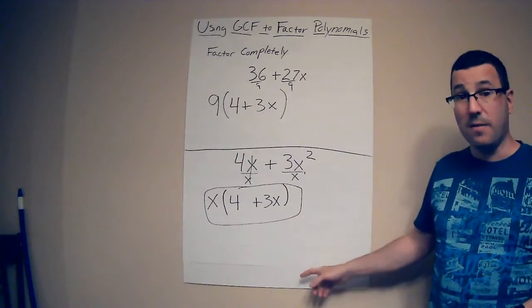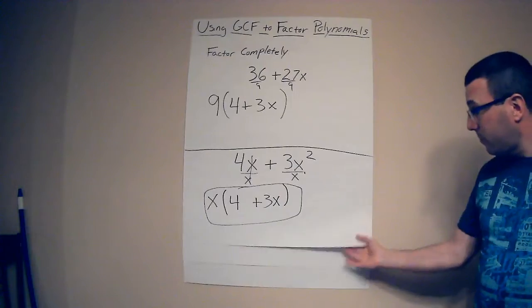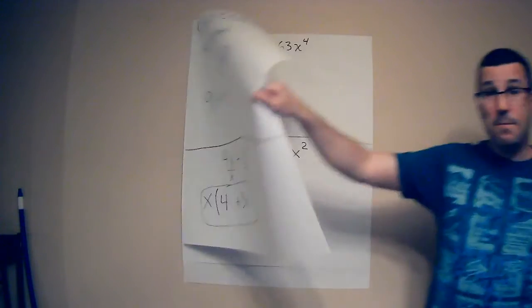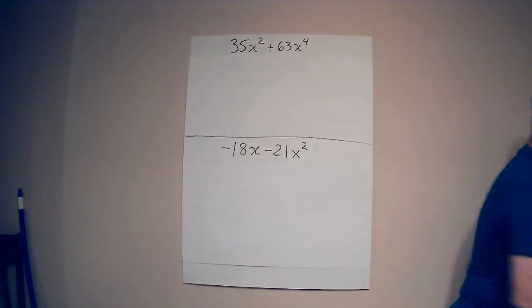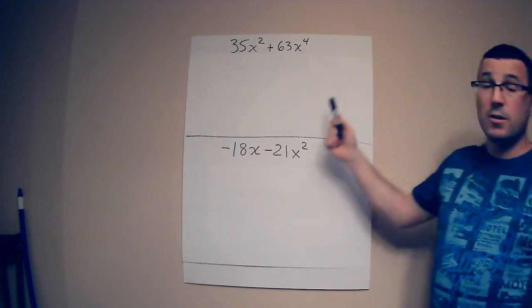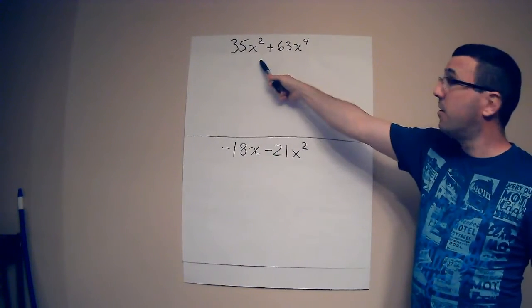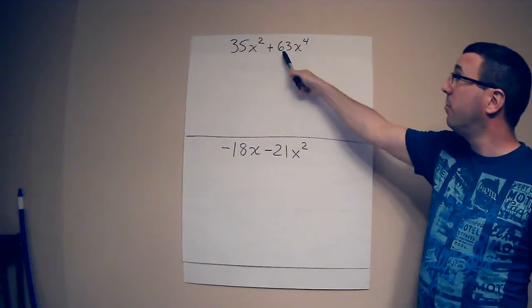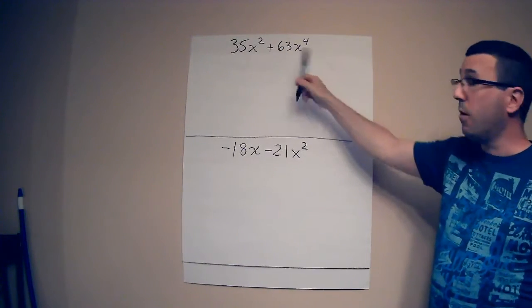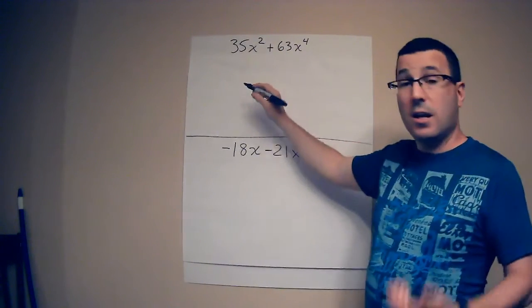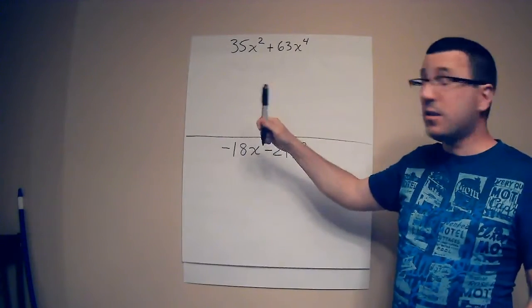That's my answer there. So I'm going to take it to the next step, which is we have here now 35x squared plus 63x to the 4th. So again, I'm going to look, do I have a greatest common factor?